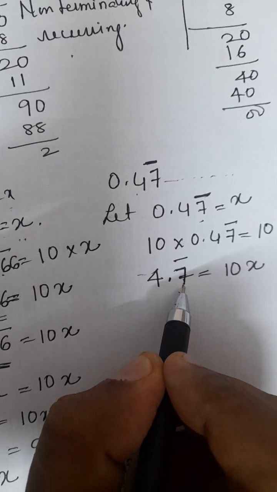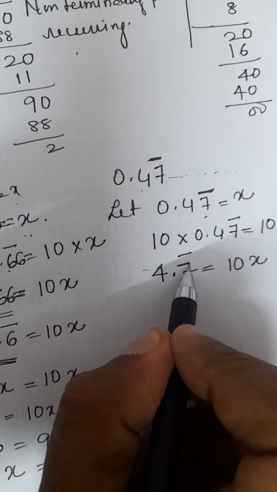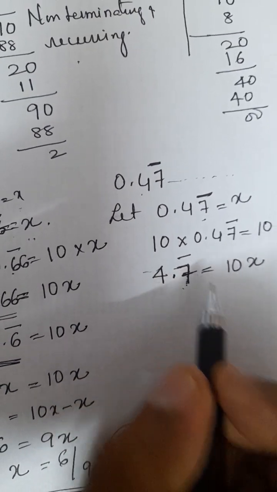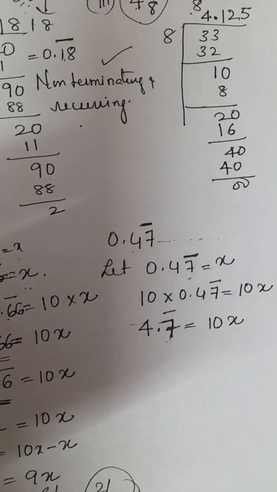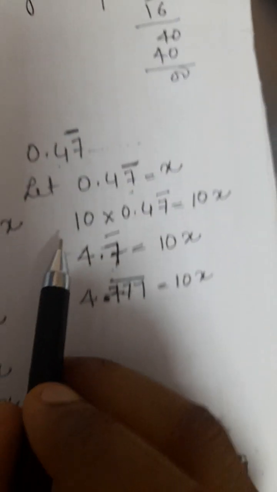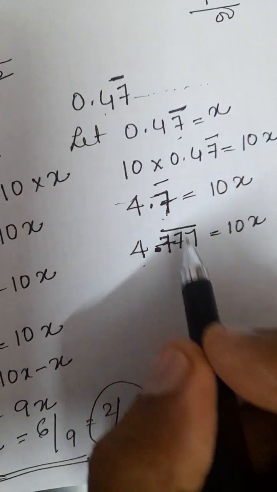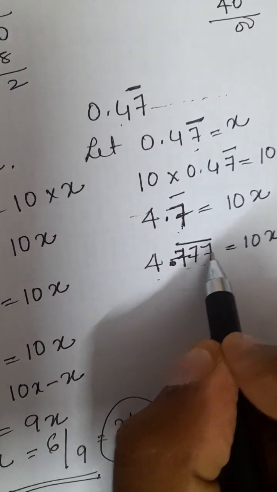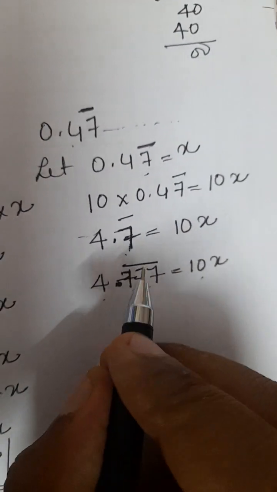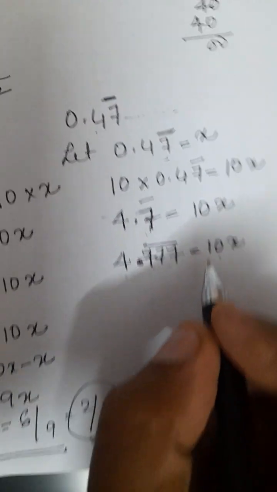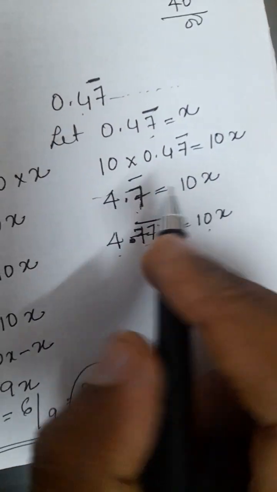This 7, I'll have to, what will I have to do? Tell me what I'll have to do. This sum is a little bit tricky here. Now you got 4.77 bar, this 7 is repeating, so I will write this as equal to 10x. Now what I will do is I will subtract x from both the sides.